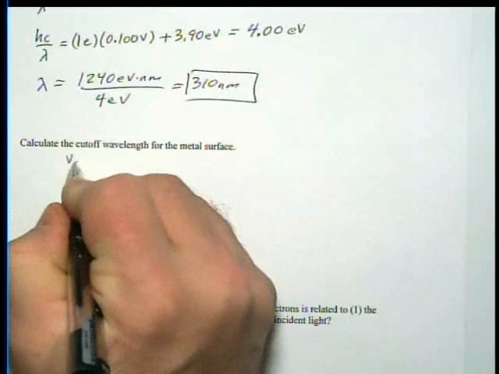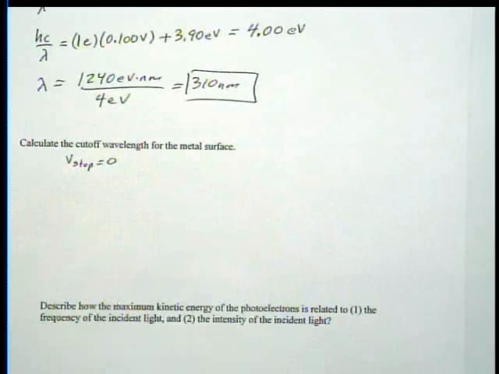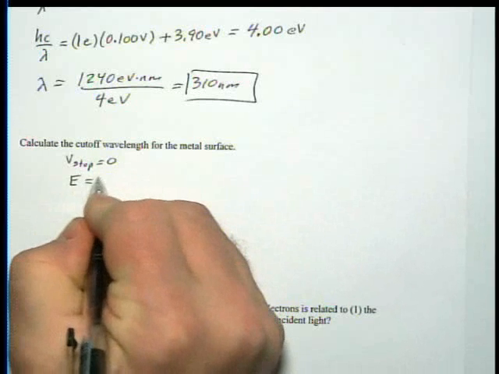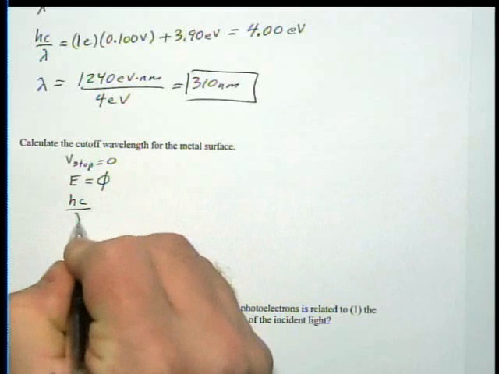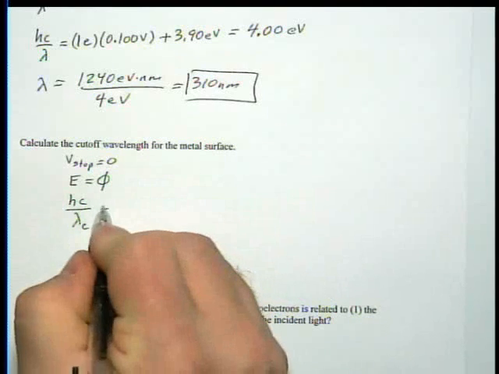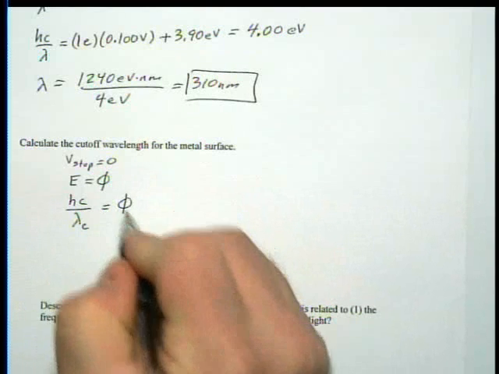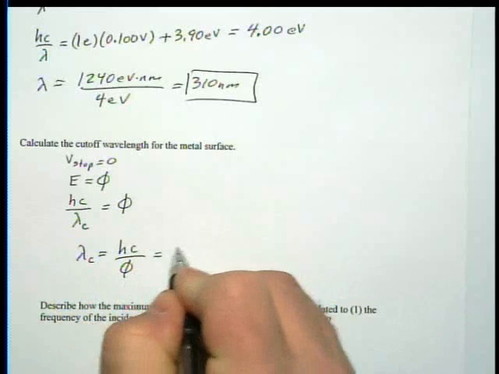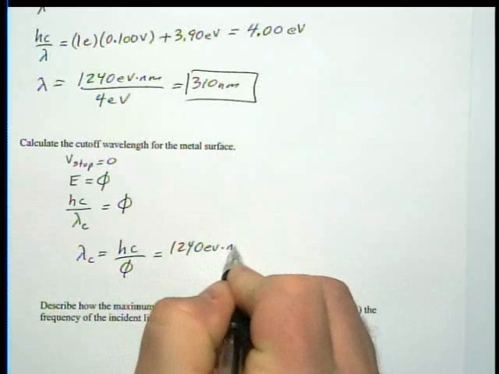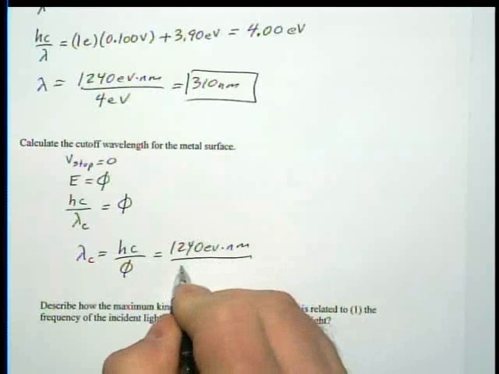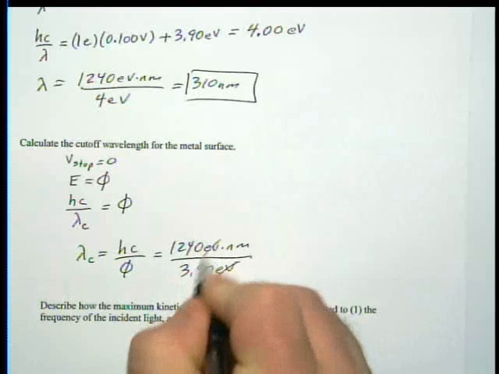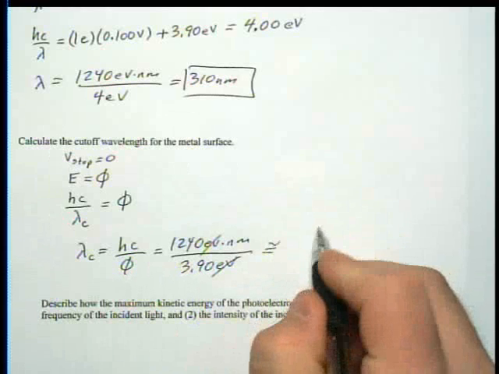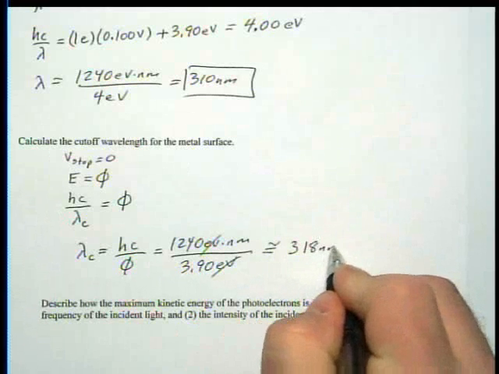So, in this case, V stop is 0. And I know that because I'm trying to make 0 kinetic energy. So, E is phi, hc over lambda cut is equal to phi. So, lambda C is hc over phi, 1240 eV nanometers, divided by 3.90 eV, and the electron volts cancel. And you're left with the wavelength in nanometers. And if you do that, I came up with 318 nanometers.